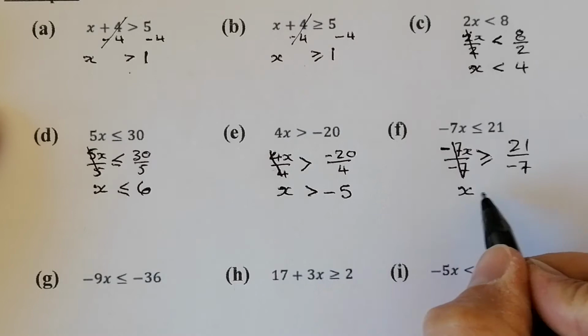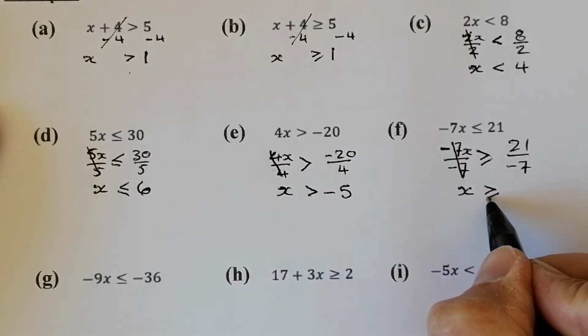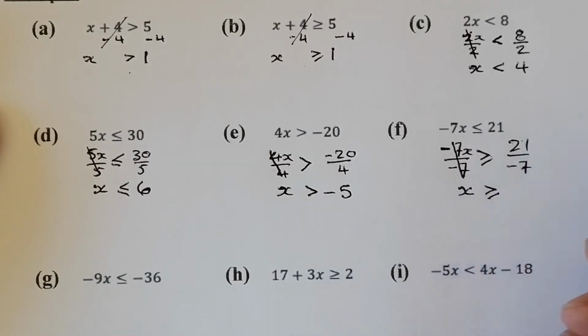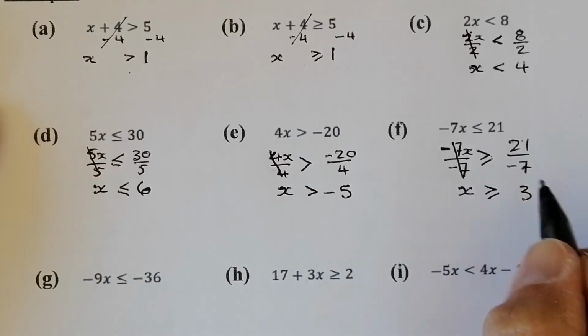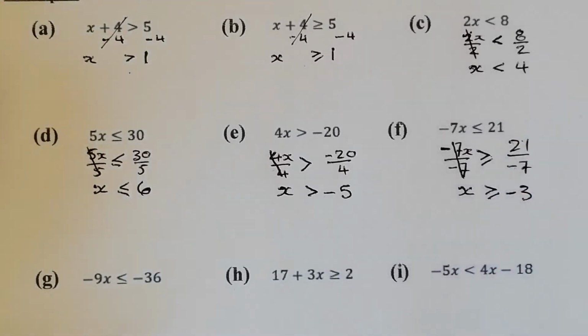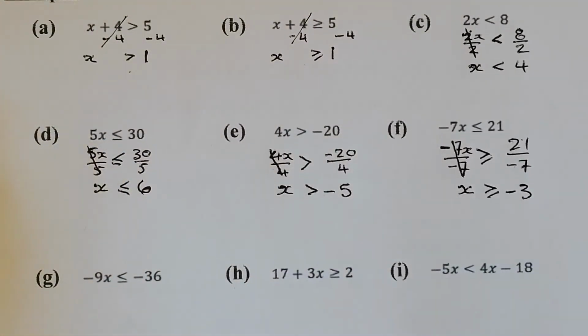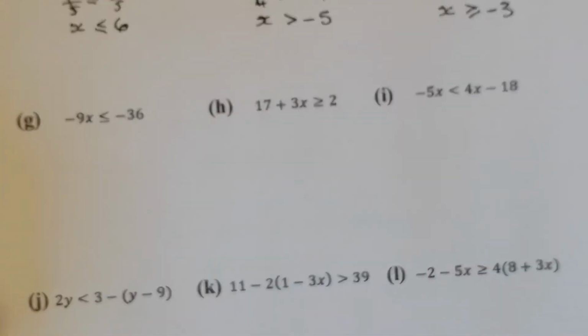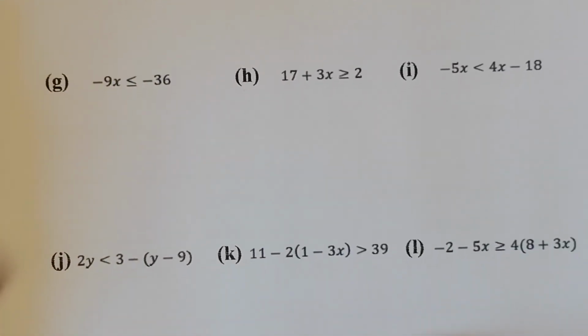So what I've got is x is greater than or equal to, and 7 into 21 is going to give me 3. I've got one negative sign between the two of these, so it's going to be negative 3. Okay, so x is greater than or equal to negative 3. Right, moving on. Getting a wee bit more complex as we move forward.